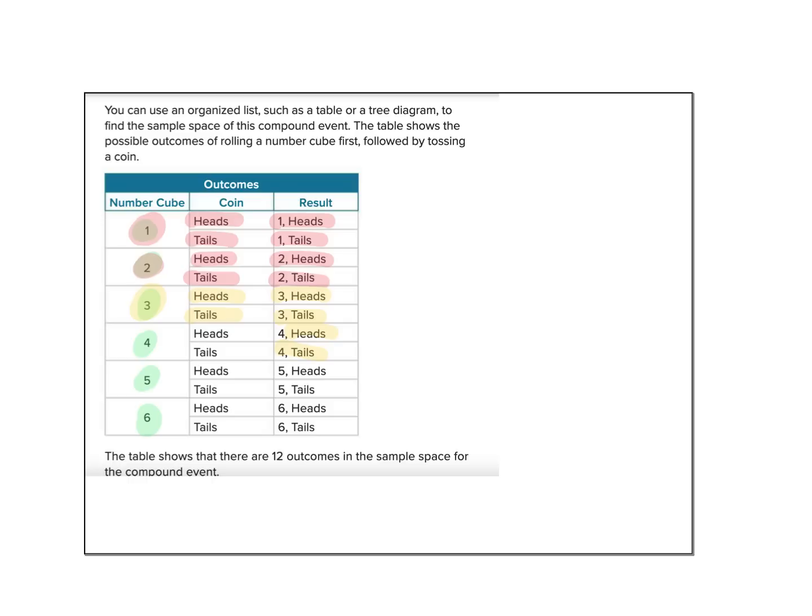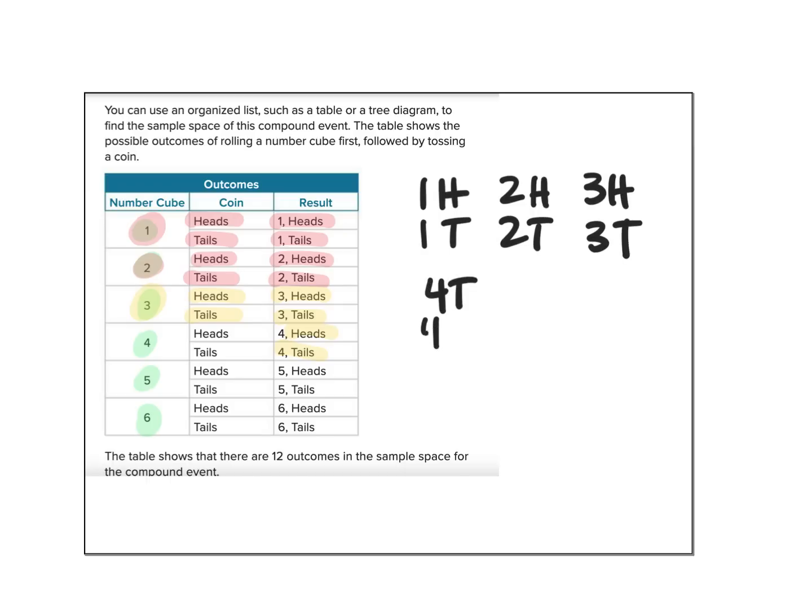Some people like to list it like this, like, hey, I could get a 1 and a heads or a 1 and a tails. I could get a 2 and a heads, a 2 and a tails, a 3 and a heads, 3 and a tails. You can kind of keep going, 4 and a heads and tails, 5 and a heads and 5 and a tails, 6 and a heads, 6 and a tails. So if I look at this, I'm going to count how many different possible things I could get. There's 1, 2, 3, 4, 5, 6, 7, 8, 9, 10, 11, 12. There are 12 possible outcomes in the sample space for this compound event. And it's compound because I did two things. I rolled a dice and then I flipped a coin.